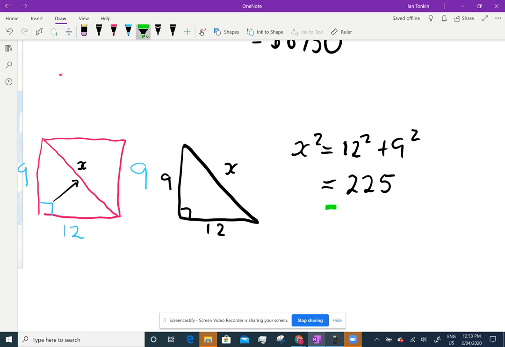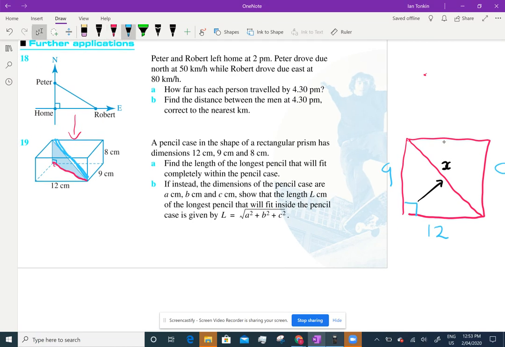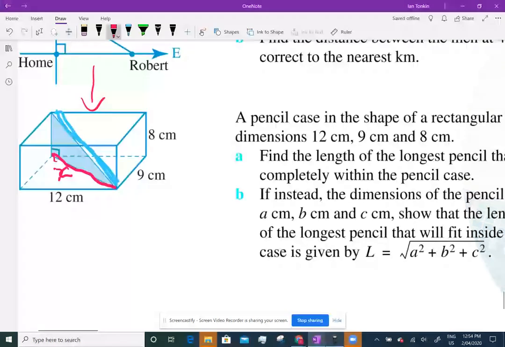Now I could stop there because I don't actually need X. What I'm going to need is X squared, and I'm going to show you now. I do know that the square root of 225 is 15, but I'm just going to use this bit of information because you don't have to do that second bit. So there's my X at the bottom there. I need to find this blue line here, and I'm going to call it Y. There's another right angle triangle there, going from the bottom of the box to the top of the box. I've already worked out X is 15, and I know that's 8.